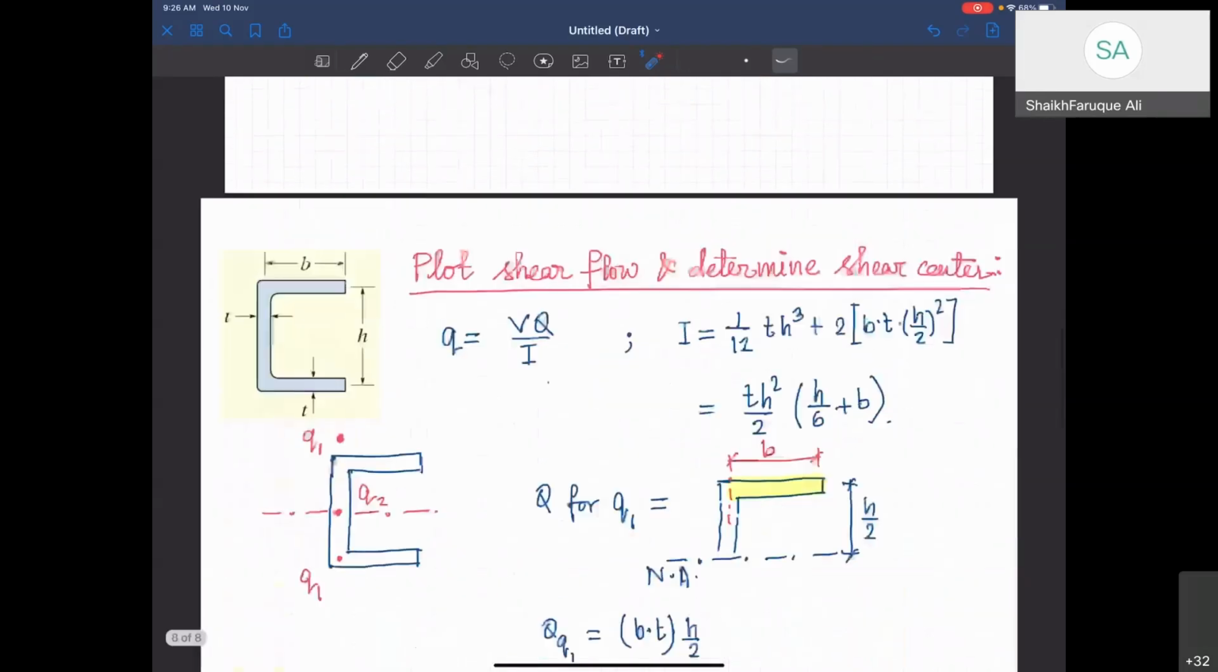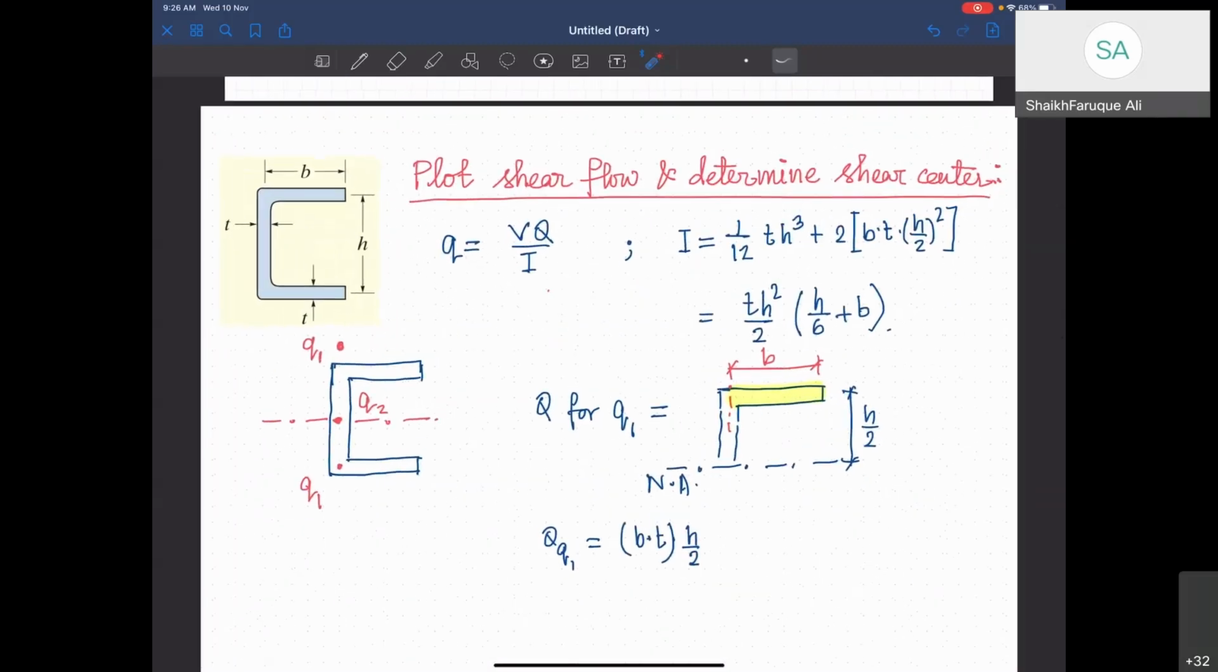Okay, sir. Right. Let's look at a small problem here. Now, this is a channel section with the widths given from center line to center line. This is a center line. This is a center line. Even the height is given from center line to center line.